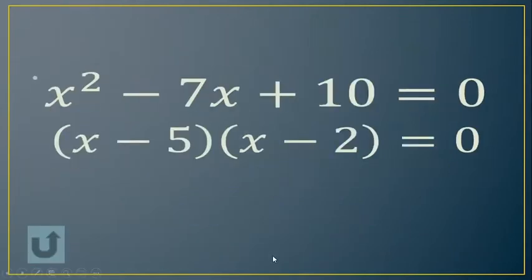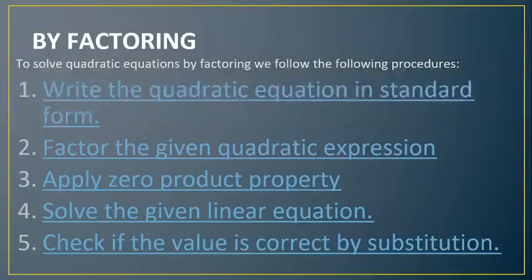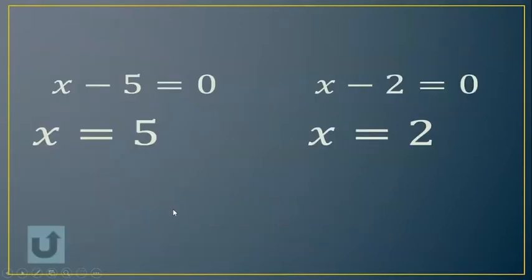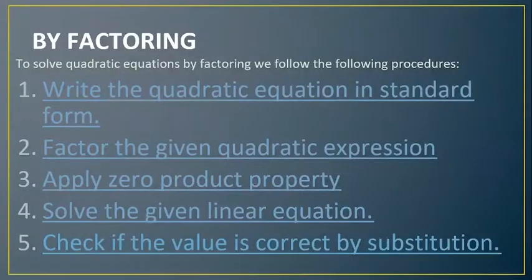So we have x minus 5 equals 0 and x minus 2 equals 0. Once you have applied the zero product property, the next step is to solve the given linear equations. Since the given is just x minus 5 equals 0, we just transpose. So x equals 5 and x equals 2. Those are the values of x using the factoring method.